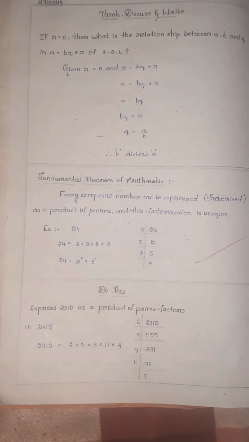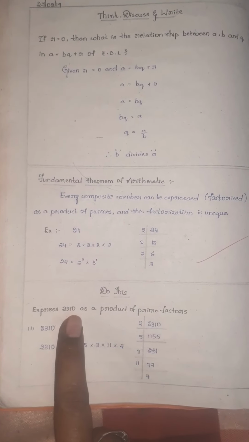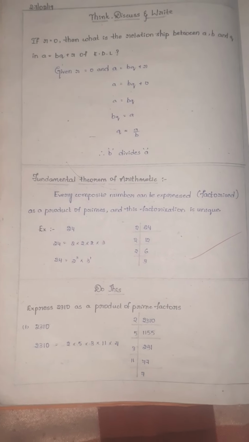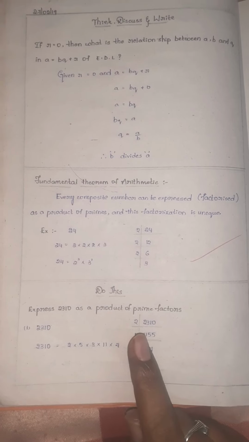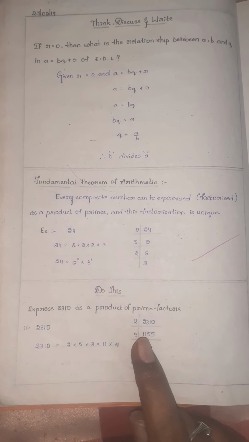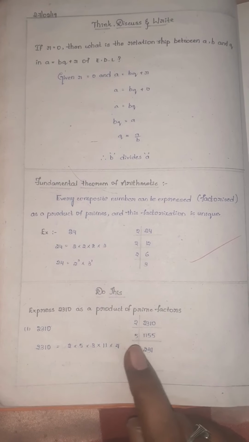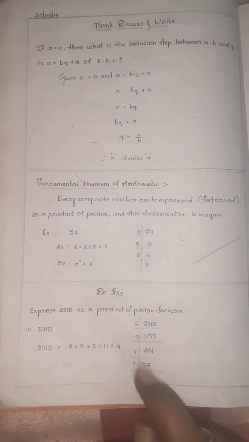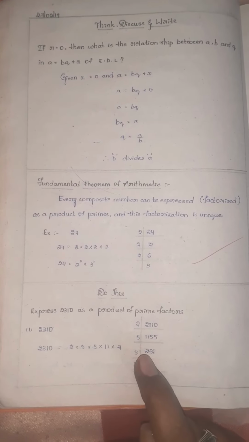Next one, do this. The question given is: express 2310 as a product of prime factors. So 2310, here go with the 2 table. 2 11s are 22, 1 is carried. 2 5s are 10, again 1 is carried. 2 5s are 10. So here the one's place has an odd number, 5. So if you go for the 5 table, 5 twos are 10.